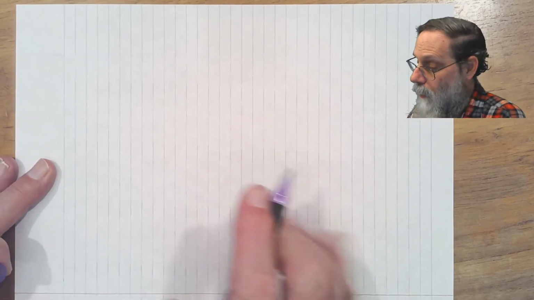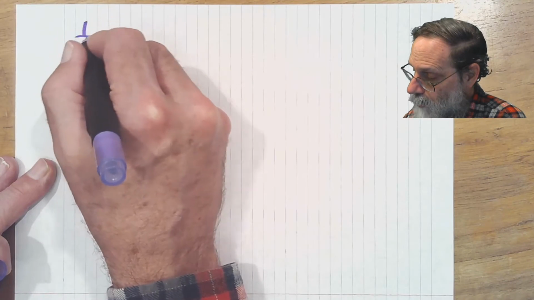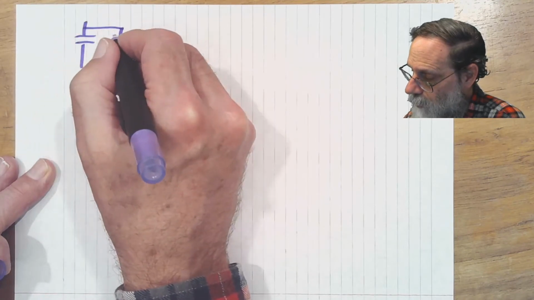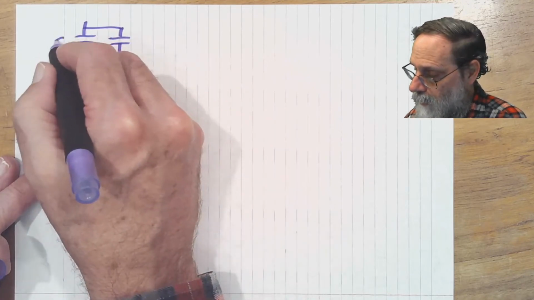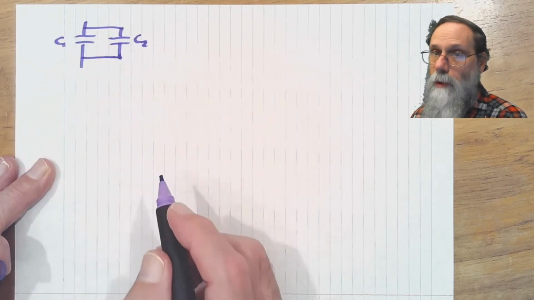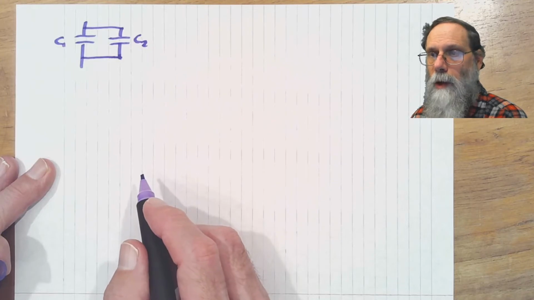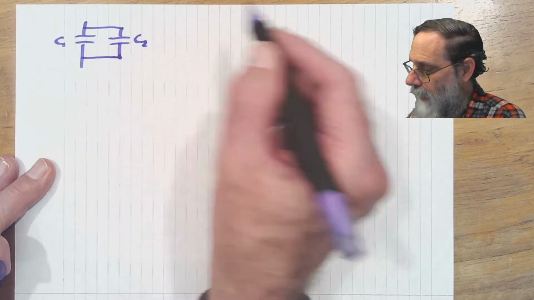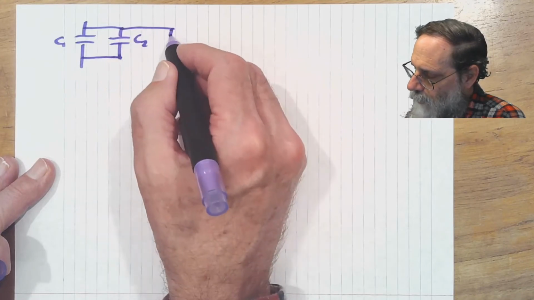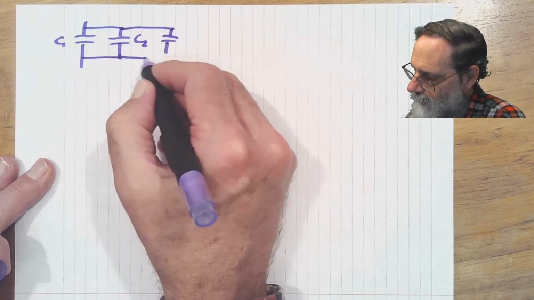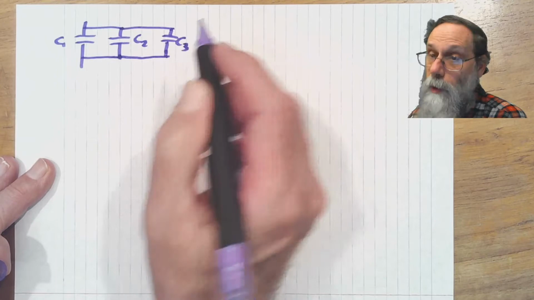Okay, what do we have? If we've got two capacitors in parallel, let's say C1 and C2. Well, we had a formula for the impedance of capacitors in parallel. In fact, while we're at it, let's do three capacitors, just generalizing. We can do any number.